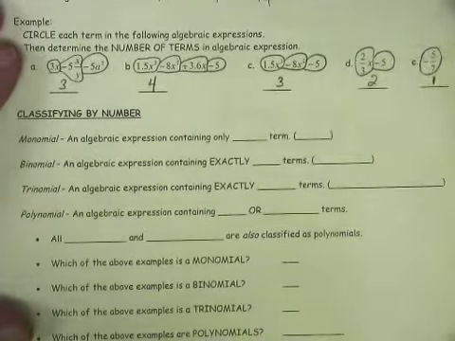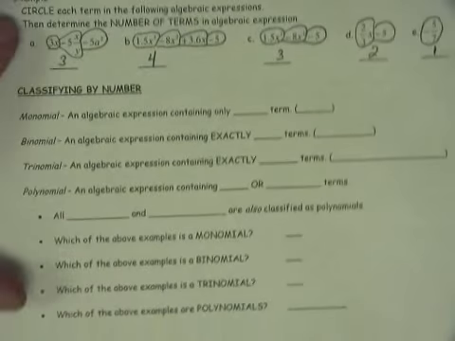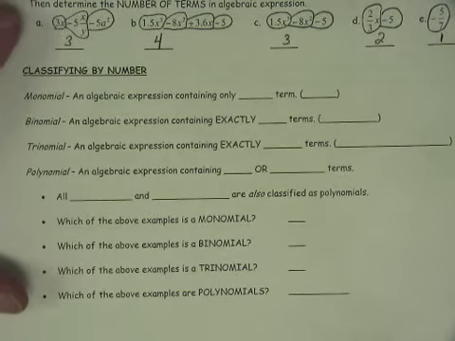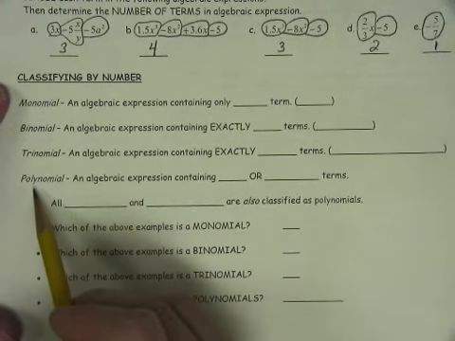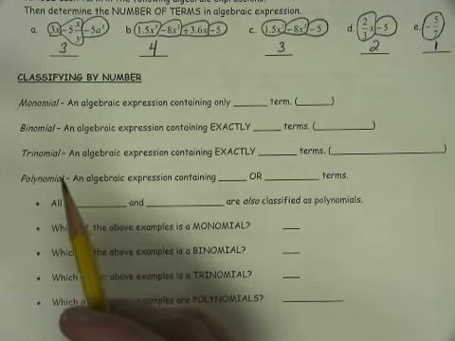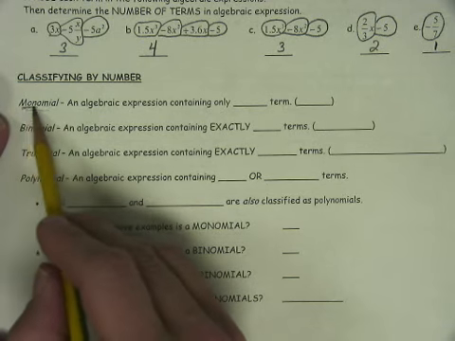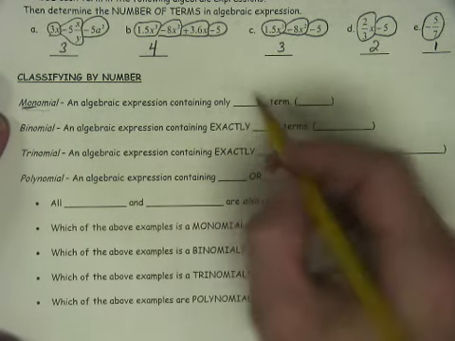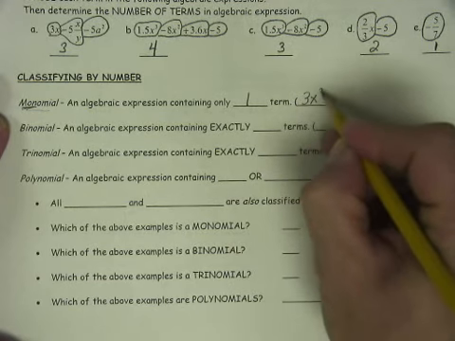Okay, so that's what a term is. Terms are separated by plus signs and minus signs. Next thing we're going to do is classify the terms by number, or classify the polynomial by number. And we have 4 names, or four vocabulary words we have to know. First one's called a monomial. Mono means 1. So an algebraic expression containing only 1 term. An example of that would be 3x squared.